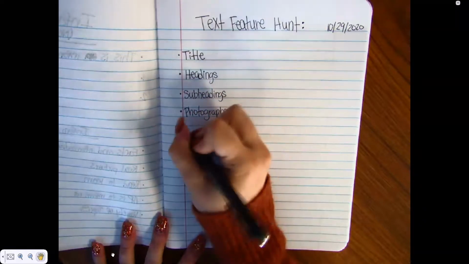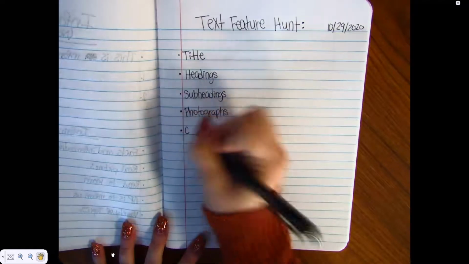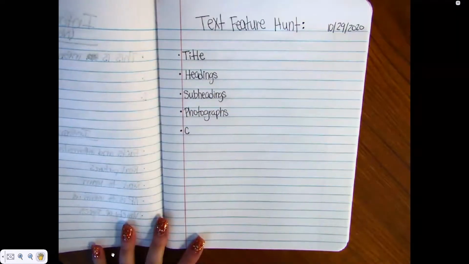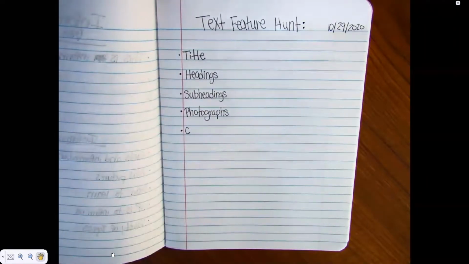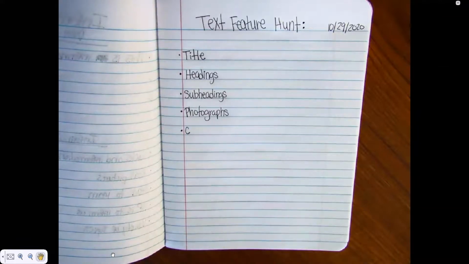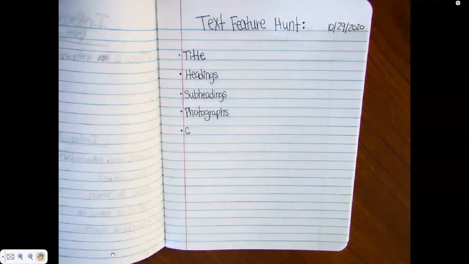Photographs. Miss Chandler, what's the difference between a heading and a subheading? The heading is usually going to be the bigger one. The subheading is going to be the smaller one. That's usually how you tell the difference. The subheading is not going to be as big as the heading.